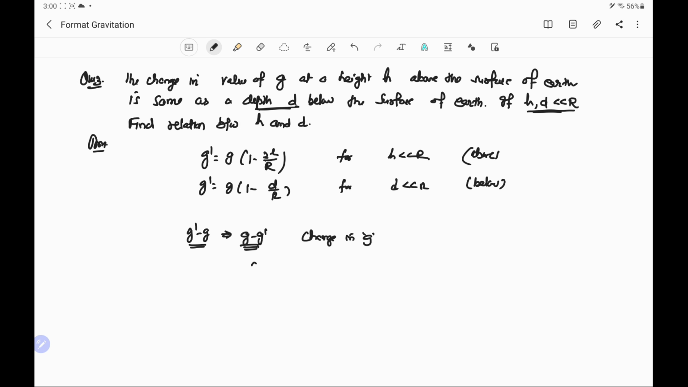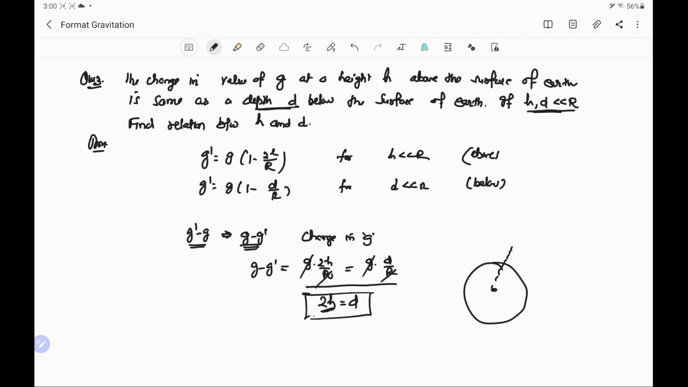Its value, g minus g', in the first case is g into 2h/R. In the second case, it is g into d/R, and these two values are equal. By comparing, g and g cancel, R and R cancel. We can say 2h equals d. This is the relation between h and d. If an object is at height h from the Earth's surface and the gravitational acceleration is g', then the same gravitational acceleration we will get at a depth d, which is equal to 2h.